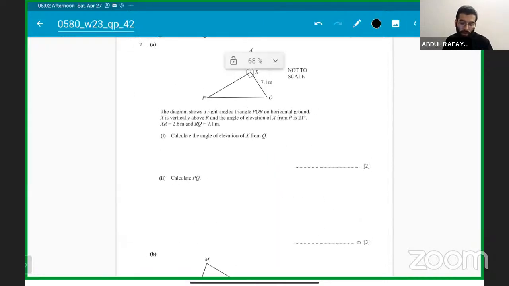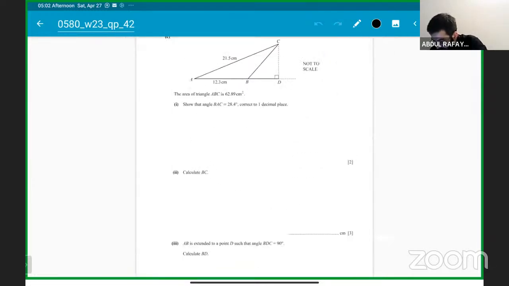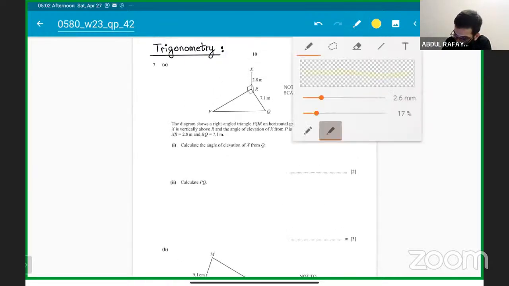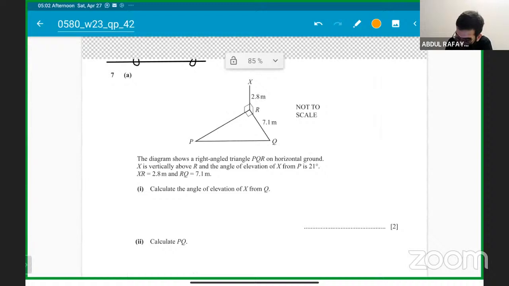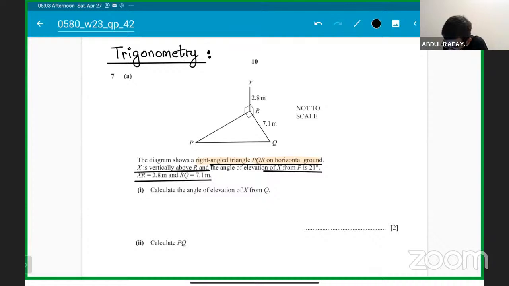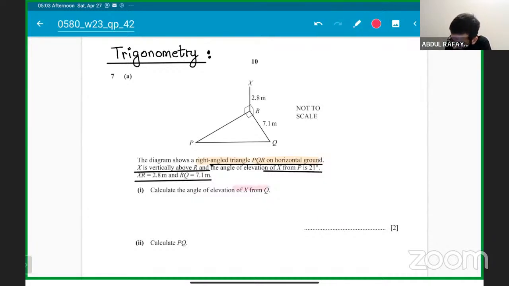Let's try to work it out and solve it. It's a huge question, okay? 16 marks on trigonometry they are testing you on, which means you can understand its importance. The diagram shows the right angle triangle PQR on horizontal ground, okay? So right angle triangle PQR on horizontal ground. X is vertically above R, and the angle of elevation of X from P is 21 degrees. XR is this thing, and we have to calculate the angle of elevation of X from Q.